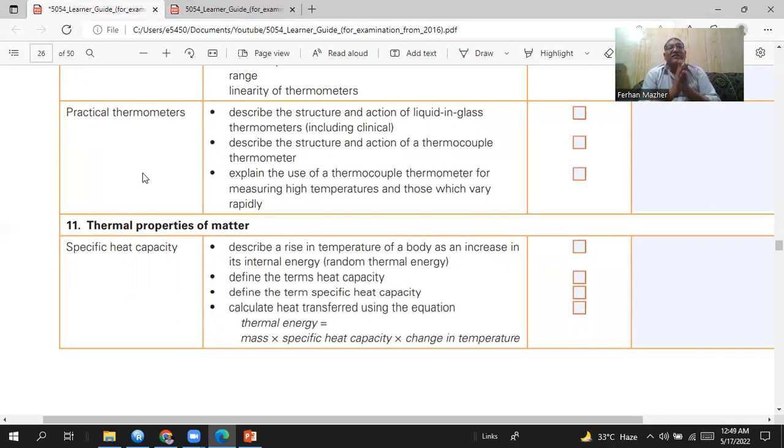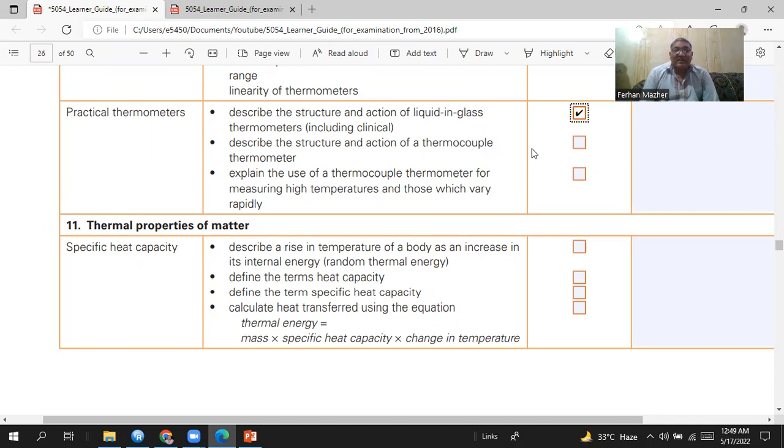Now describe the structure and action of a thermocouple thermometer. Remember, in a thermocouple thermometer we use two wires of different metals. Especially in our course, one wire is made of copper, the other wire is made of iron. Their two ends are joined with each other, and in the copper wire we put a voltmeter. The ends which are twisted with each other, we call them junctions. One of the ends is dipped into melting ice, we call it the cold junction. And the other end of those two wires twisted together is the hot junction.